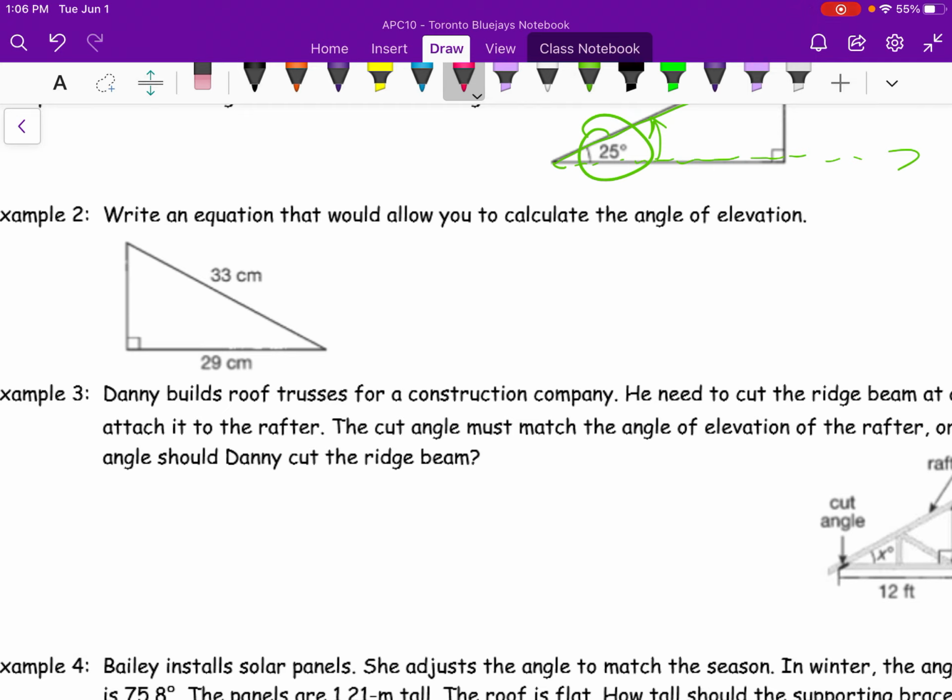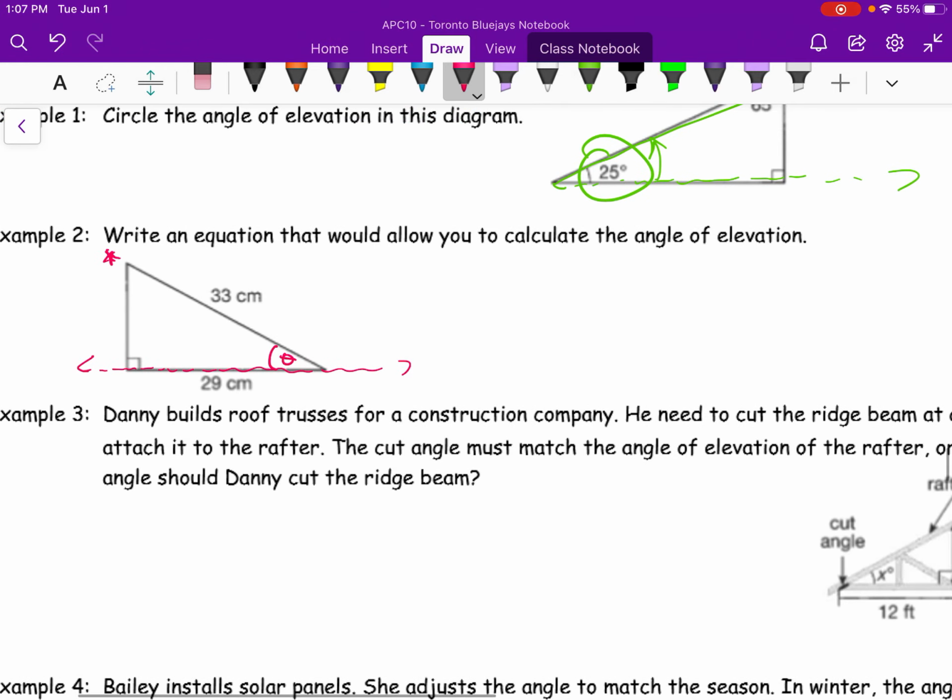2. Write an equation that would allow you to calculate the angle of elevation. Well, again, here is a horizontal line, and there's my angle of elevation. It's an angle above the horizontal. So how can I create an equation? Well, quite straightforward. If that is theta, this would be my hypotenuse, and this is my adjacent.